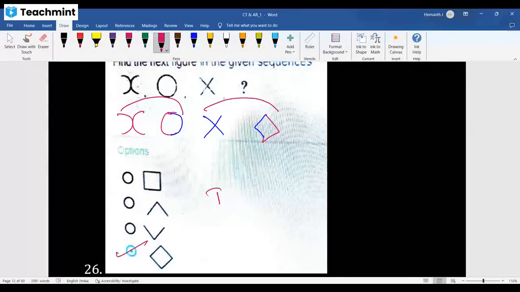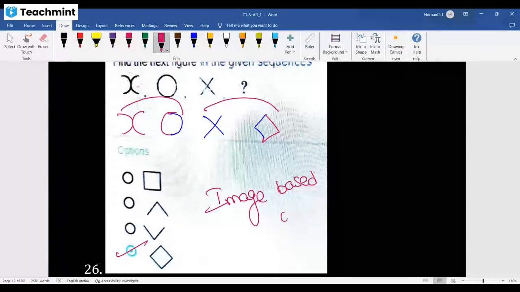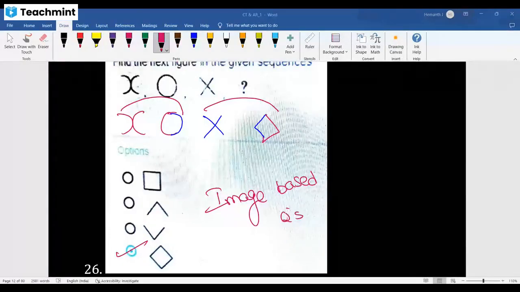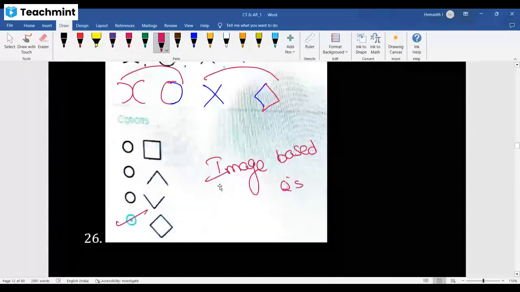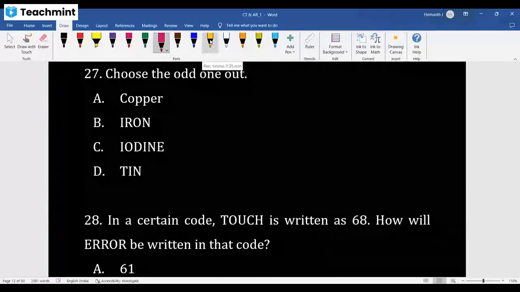Image based questions, four questions in abstract reasoning. Don't lose this. Okay, image based questions. Next is the 27, odd one out. This is also abstract reasoning. Previous question abstract reasoning, this is also abstract reasoning.